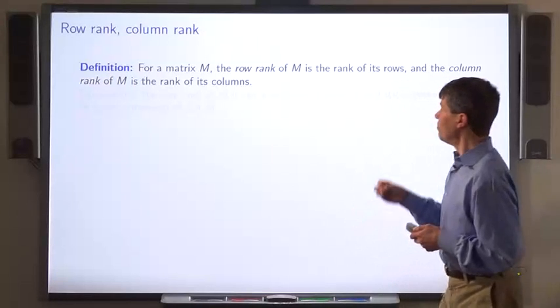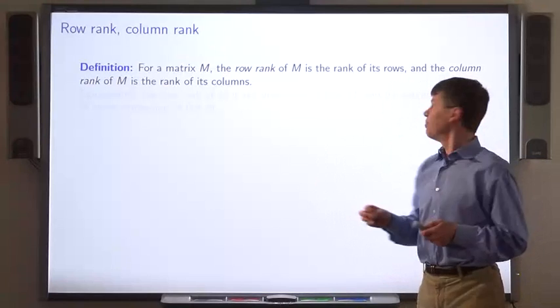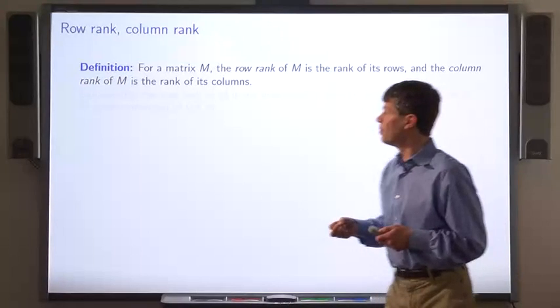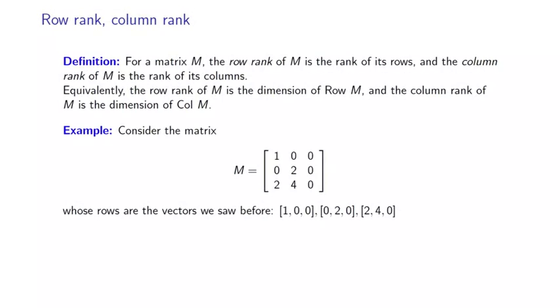Now, for a matrix, we define the row rank of that matrix to be the rank of the rows of the matrix. And similarly, we define the column rank to be the rank of the columns. So another way of saying it is that the row rank of a matrix M is the dimension of the row space of M, written Row M, and the column rank is the dimension of the column space of M. So here's an example. The rows of this matrix are the vectors we saw before, and we saw earlier that the rank of those vectors is 2. So the row rank of this matrix is 2.